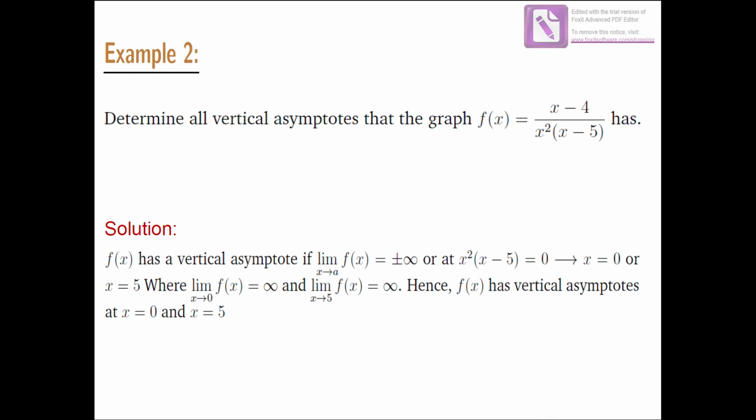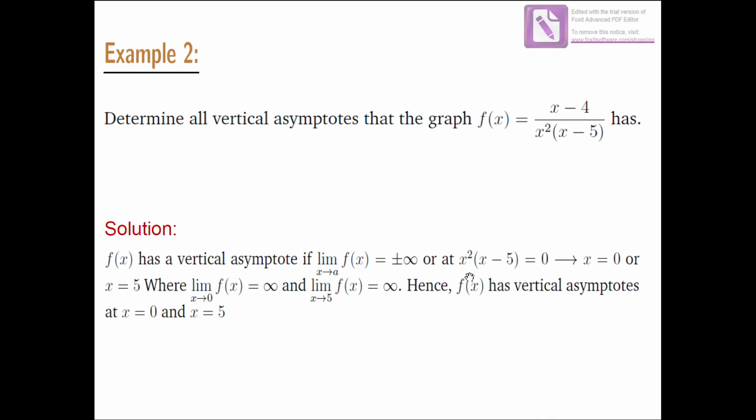Then we have example 2: determine all vertical asymptotes that the graph of f(x) is equal to (x minus 4) over x squared multiplied by (x minus 5) has. We said that the function has a vertical asymptote if the limit is equal to plus or minus infinity. So the limit of f(x) when x approaches a is equal to plus or minus infinity. And we see that the limit is equal to plus or minus infinity for the rational function if x squared multiplied by (x minus 5) is equal to 0. So here x squared multiplied by (x minus 5) is equal to 0.